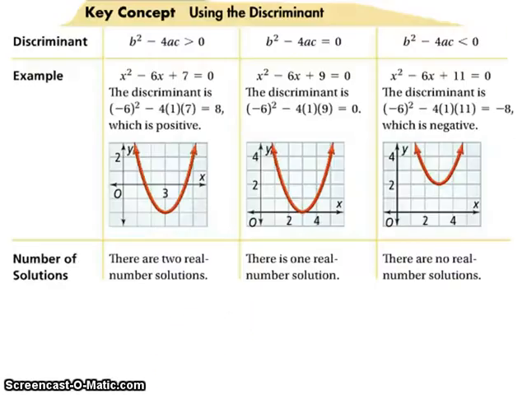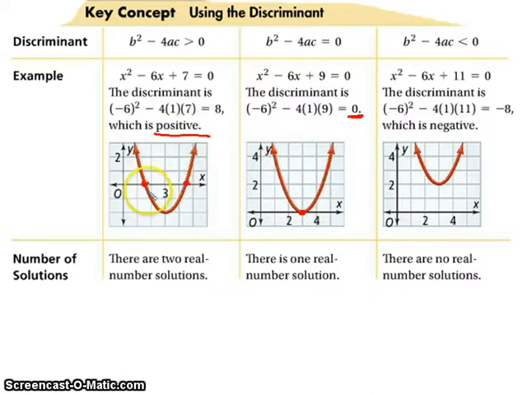Okay, so we have 3 different options. Remember, we have one where there's 2 answers, where it crosses the x-axis twice. We have one answer where the vertex is on the x-axis, and then we have the type of answer where there's no real solutions. Well, here's what happens. If our discriminant is positive, we're going to have 2 solutions. Positive, 2 solutions. If we have a discriminant that is equal to 0, we're going to have 1 solution.